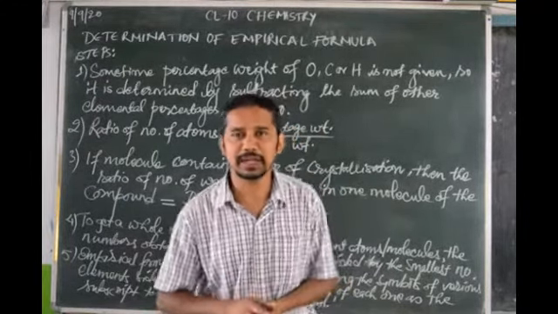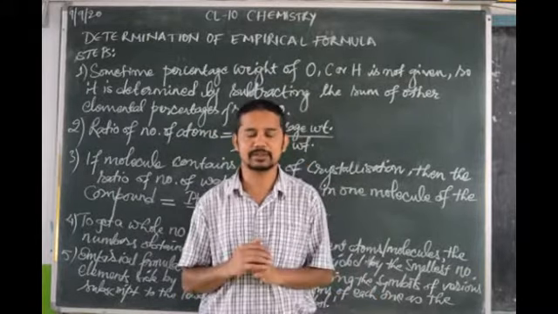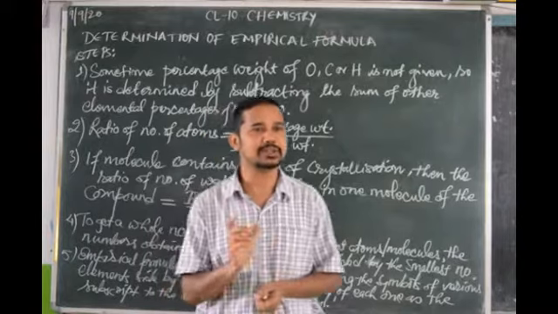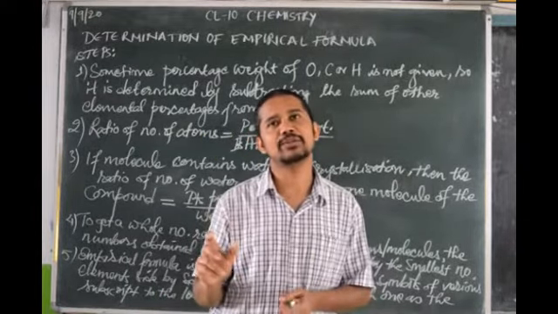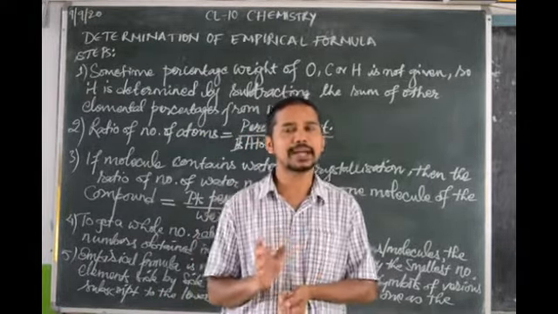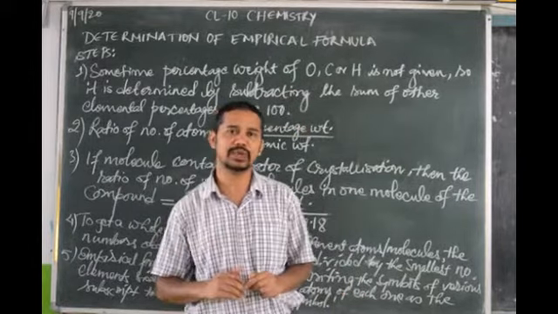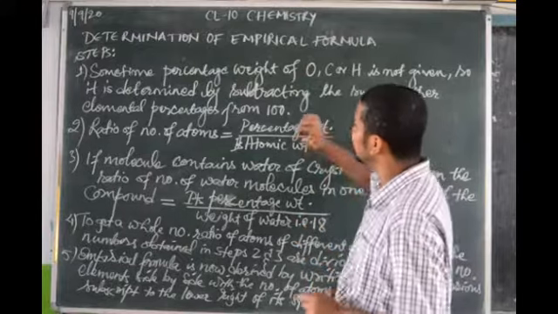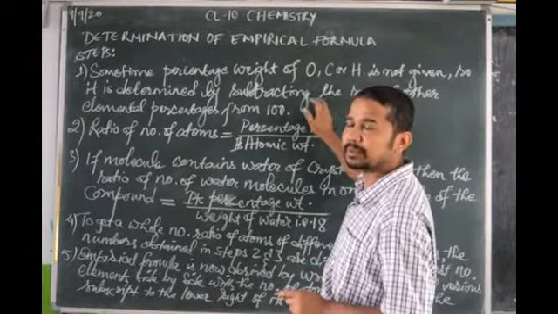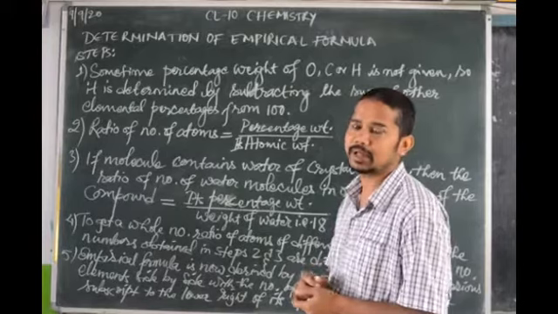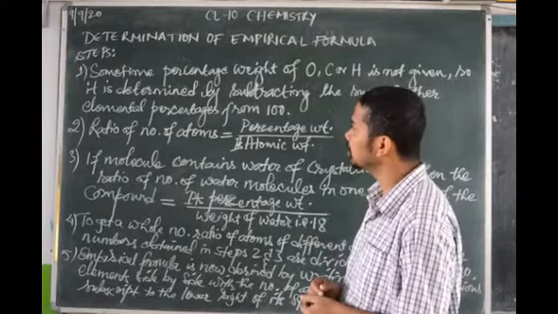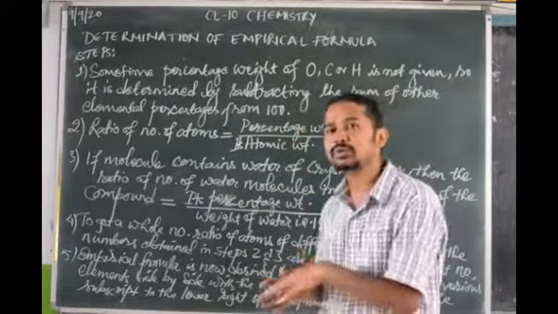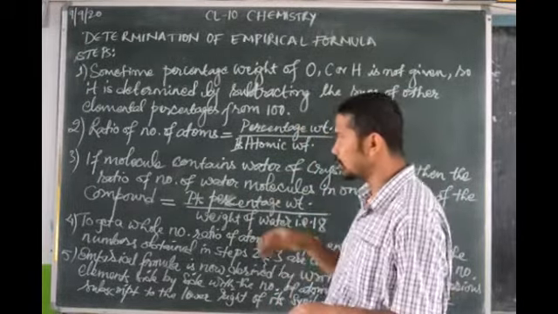For example, it may be carbon, it may be hydrogen, it may be oxygen. So this is the way we find it: by subtracting the sum of the percentage weights from 100. I will do an example for this so that it will be clear for you. But before that, we'll see all the steps of how to get the empirical formula.